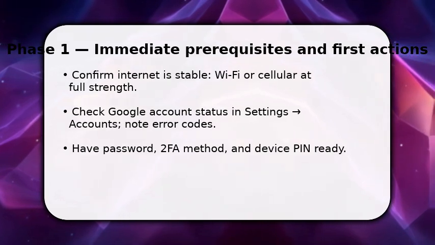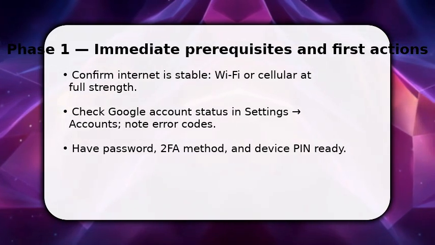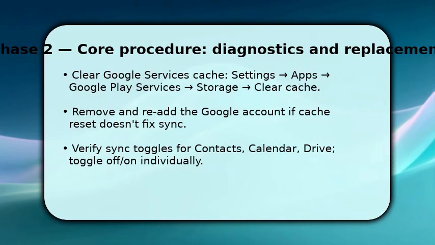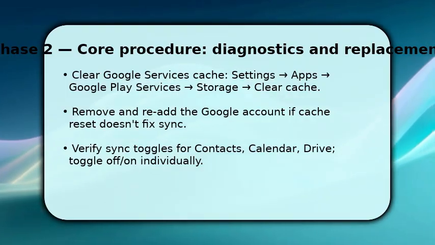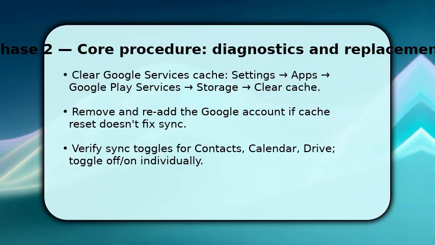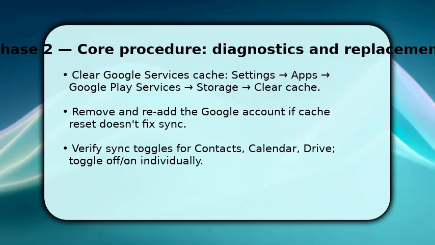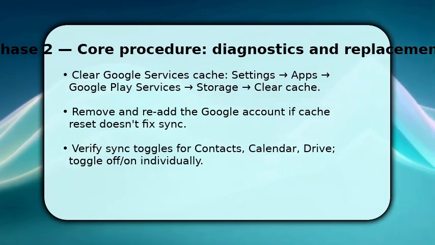Once you've tried a manual sync, clear caches to remove stale tokens. Start with Google Play services, then Google App and Chrome if present. Make sure to reboot the device after cache clears. This refreshes background services. If errors persist, remove the Google account and re-add it. This forces a fresh token exchange.